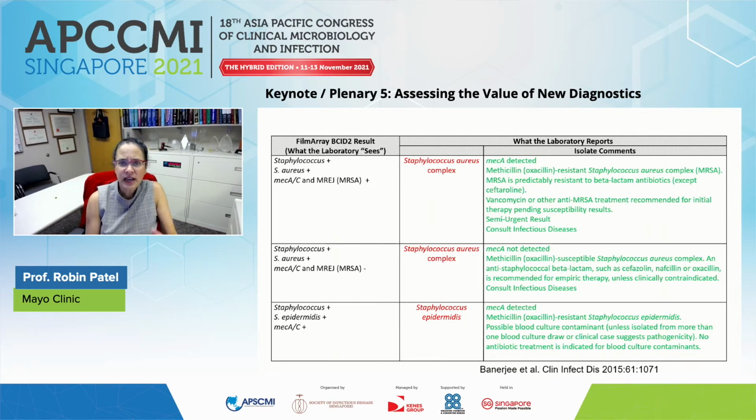So this is how we reported our results. Now I'm showing you current result reporting with the BCID2, and I think this is important as well. So on the left-hand side is what we see in the laboratory from these tests. So you'll see a number of positive signs. Those are the things that are positive on the assay. But what you see in the middle column and over to the right-hand side in red and in green, respectively, that's what we report out.